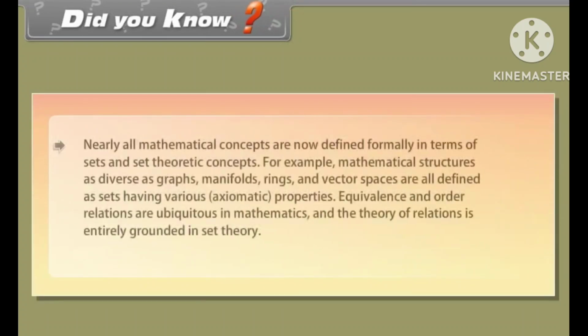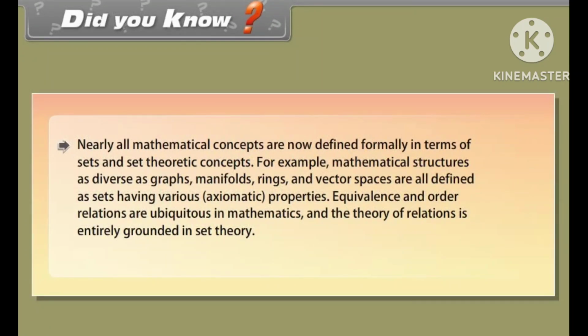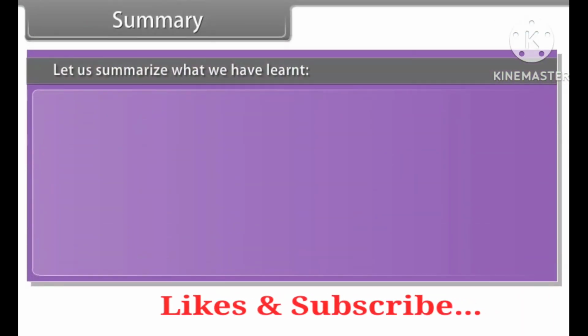Did you know? Nearly all mathematical concepts are now defined formally in terms of sets and set-theoretic concepts. For example, mathematical structures as diverse as graphs, manifolds, rings, and vector spaces are all defined as sets having various axiomatic properties. Equivalence and order relations are ubiquitous in mathematics, and the theory of relations is entirely grounded in set theory. Let us summarize what we have learned.